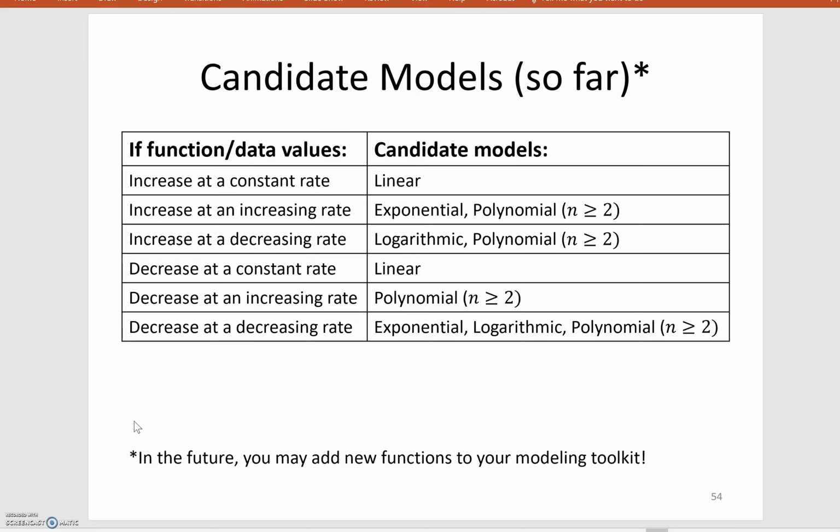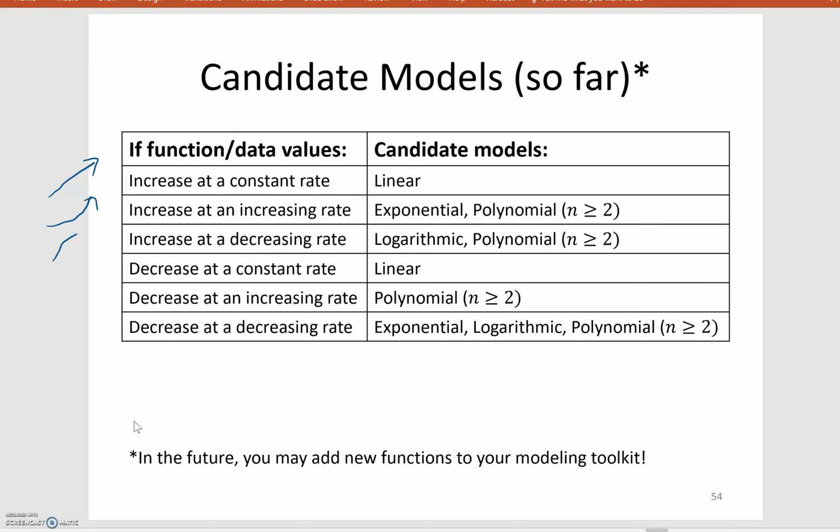So for increasing at a constant rate data, we have a linear model. For increasing at, and I can actually, let's draw a little picture. Increasing at a constant rate, that looks like that. Increasing at an increasing rate looks like that. So exponential and polynomial could model this depending on, with polynomial modeling, it can be very accurate over certain portions and not over others, so it could go up and down and so forth.